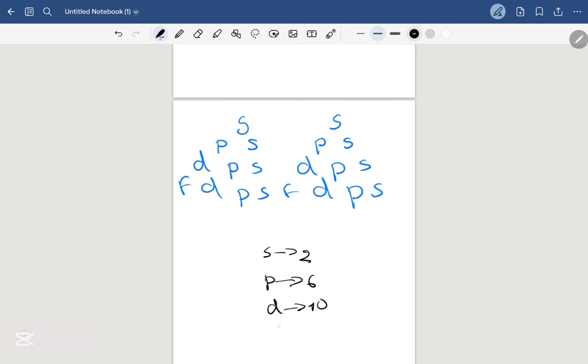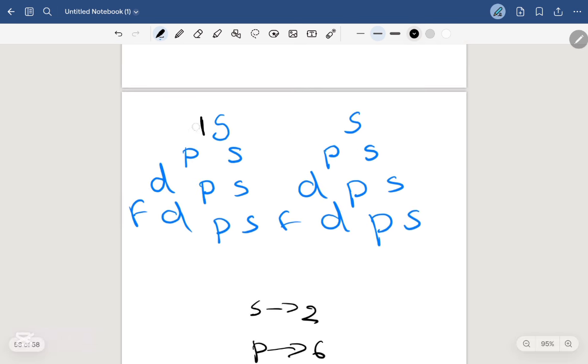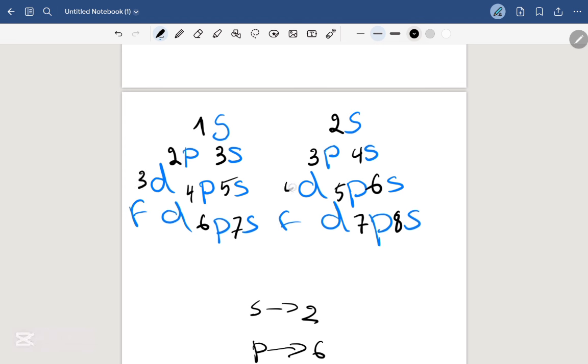We know you start with the first energy level for S, which is 1, then 2, then 3, then 4, then 5, then 6, then 7, then 8. Then you start with P. It starts at the second energy level, so 2, then 3, then 4, then 5, then 6, then 7. Then you start from D. It starts at the third energy level, 3, then 4, then 5, then 6. Then you start with F. It starts at the fourth energy level, 4, then 5.